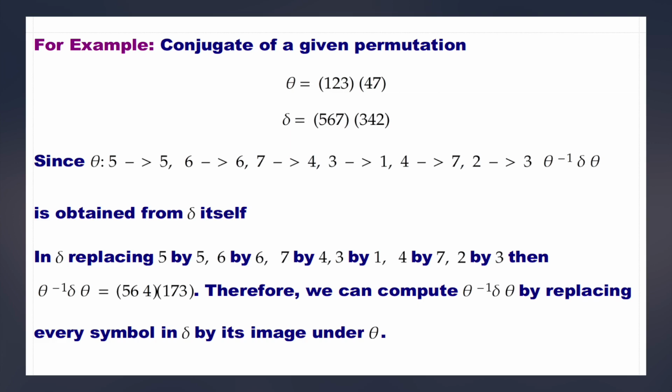For example, take the conjugate of a given permutation. Theta is equal to the cycle 1, 2, 3, the cycle 4, 7. Delta is equal to the cycle 5, 6, 7, the cycle 3, 4, 2. Since in theta, 5 goes to 5, 6 goes to 6, 7 goes to 4, 3 goes to 1, 4 goes to 7, 2 goes to 3, theta inverse delta theta is obtained from delta itself. In delta, replacing 5 by 5, 6 by 6, 7 by 4, 3 by 1, 4 by 7, 2 by 3, theta inverse delta theta is equal to the product of the cycle 5, 6, 4 and the cycle 1, 7, 3. Therefore, we can compute theta inverse delta theta by replacing every symbol in delta by its image under theta.